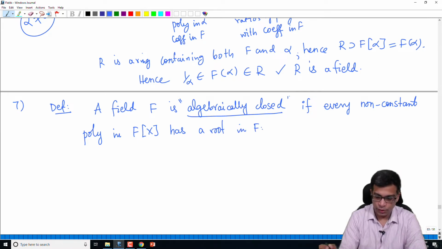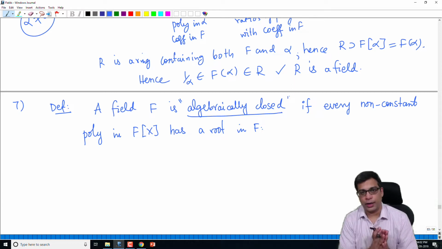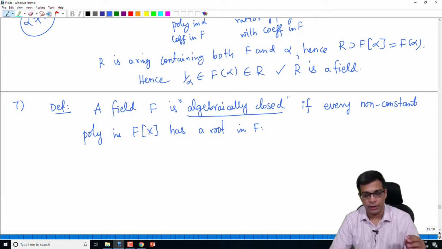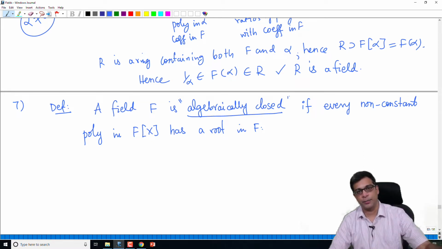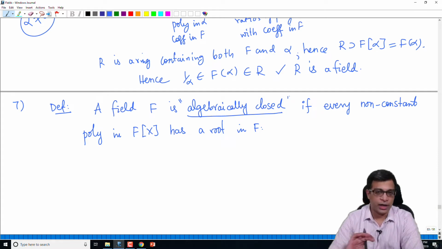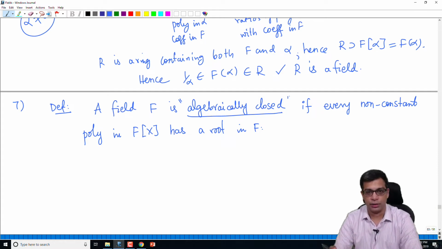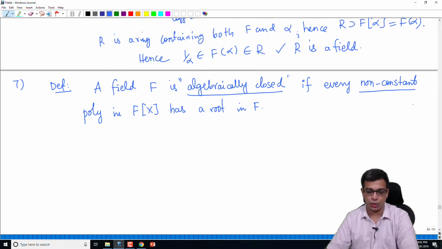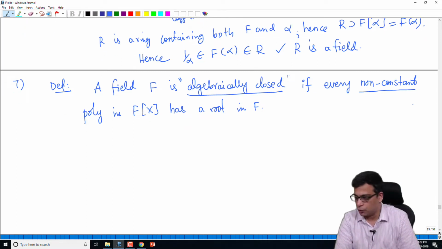Remember that in the entire field theory course, the most important thing we are studying is, given a field and a polynomial over it, we've learned how to construct a bigger field where the polynomial has a root. We have learned the procedure to do that in general. But algebraically closed fields are those fields where that procedure is not needed. Every polynomial has a root there. I need to insist on non-constant polynomial because certainly non-zero constants cannot have roots. So every non-constant polynomial has a root in F. There are such fields. I will give you one example in a minute.